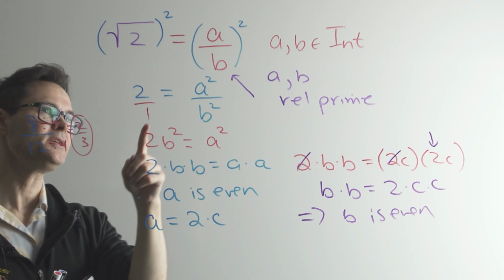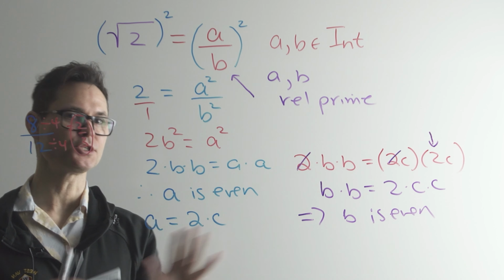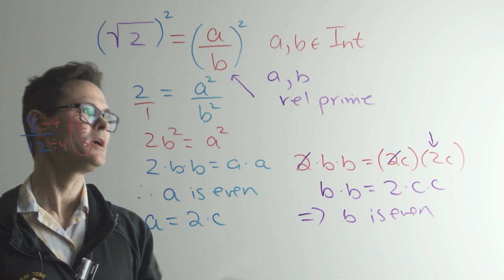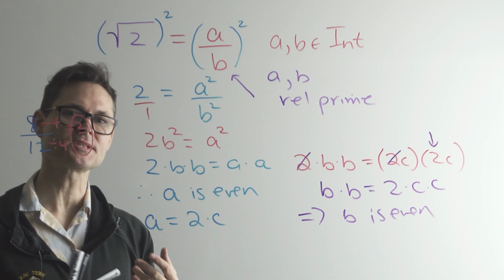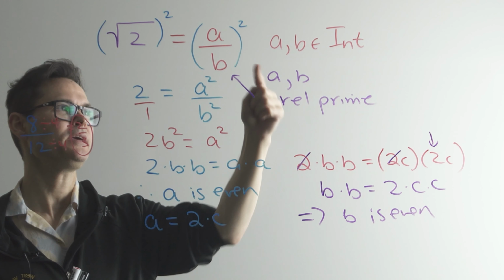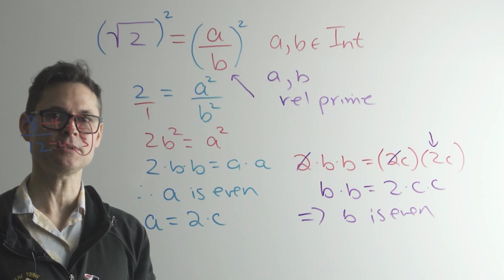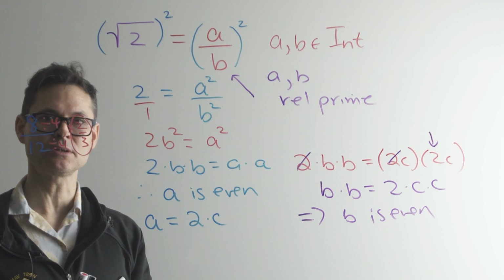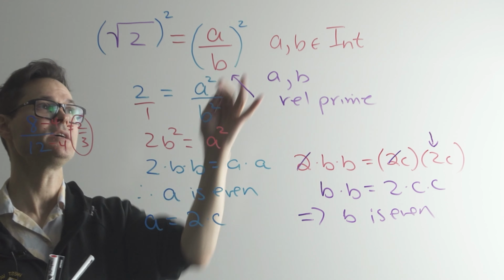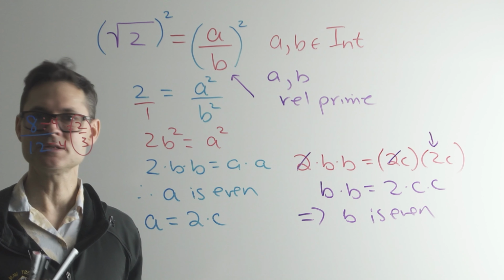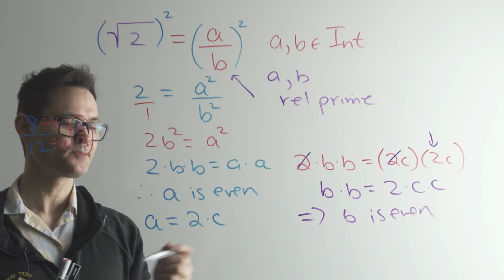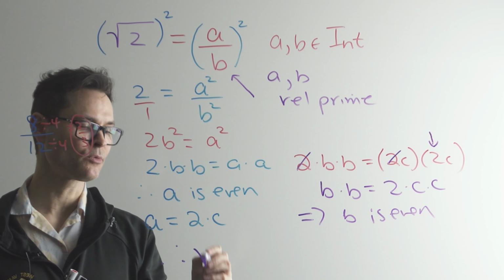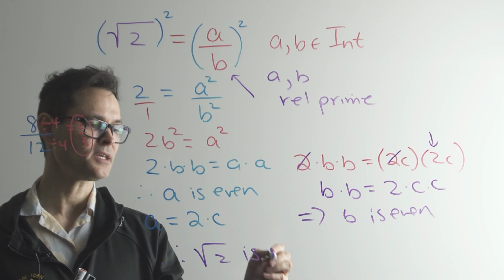So, since we deduced by following this logic that a is even and b is even, it contradicts the original assumption that a over b are two integers that are relatively prime. And since these deductions contradict the original assumption that root 2 is a rational number, that assumption has been contradicted. So therefore, we can say root 2 is irrational.